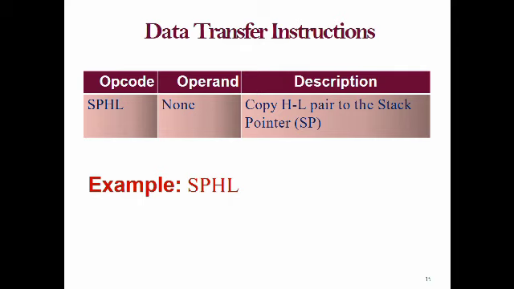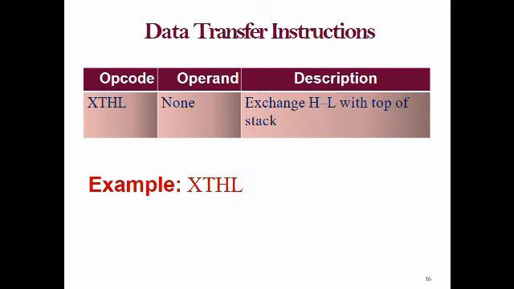SPHL. There is no operand once again, and it will copy the contents of HL register pair to the stack pointer. So once again, the contents of L will be copied into the lower order byte of the stack pointer, and the contents of the H into the higher order stack pointer. Remember, stack pointer is a 16-bit register, that is, it contains 2 byte information.